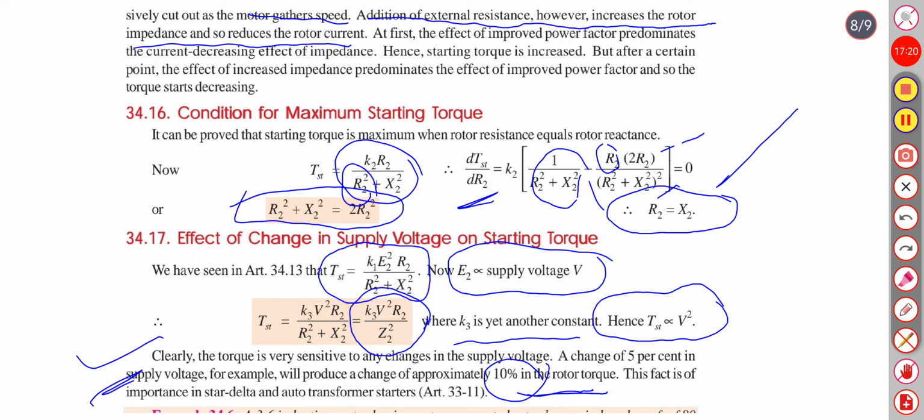So in this video, we have discussed the starting torque and the condition of maximum starting torque, and how to get high starting torque by adding external resistance in case of slip ring induction motors, and the effect of supply voltage on the starting torque.